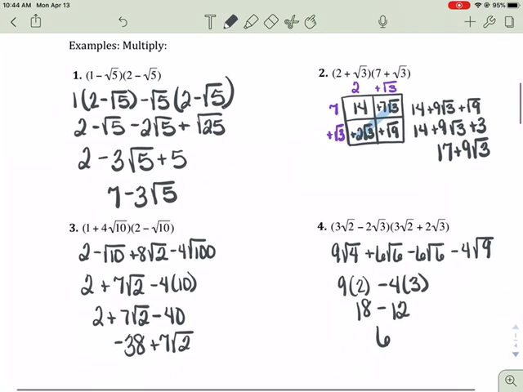Okay, so here are the answers to 3 and 4. So I used split distribute or FOIL method here. And I got negative 38 plus 7 square roots of 10.